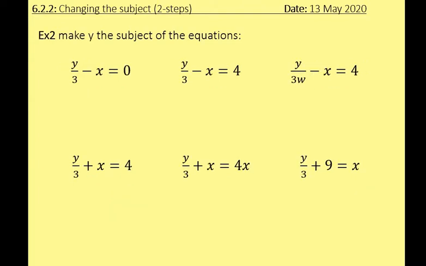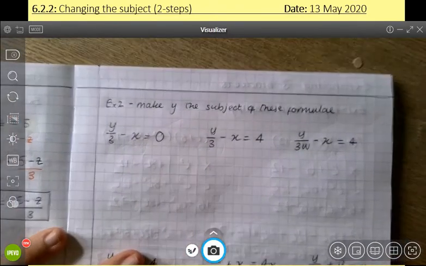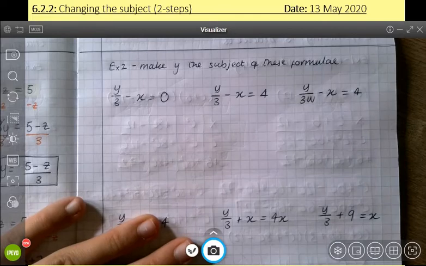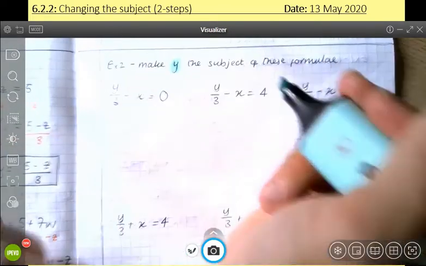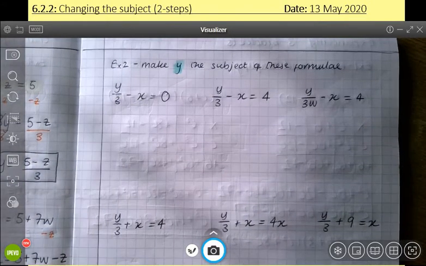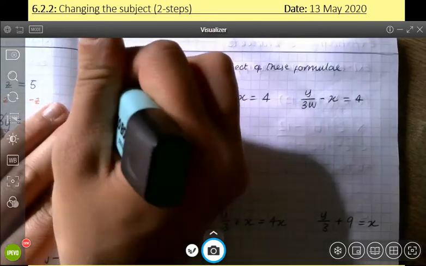Okay, we're going to do 6 more examples, and these examples, you can see they have fractions in, they involve divisions. So we need to copy these 6 examples in our book. So I'll go over to the visualizer. So here are our next 6 examples, and in these examples we want to make y the subject of each equation. So in this first equation I can see that y is over here.